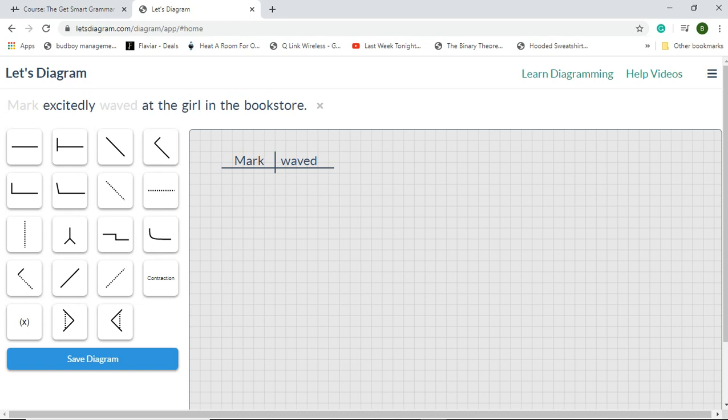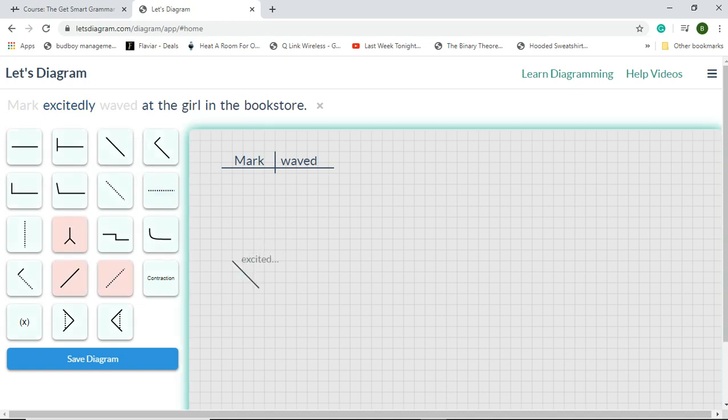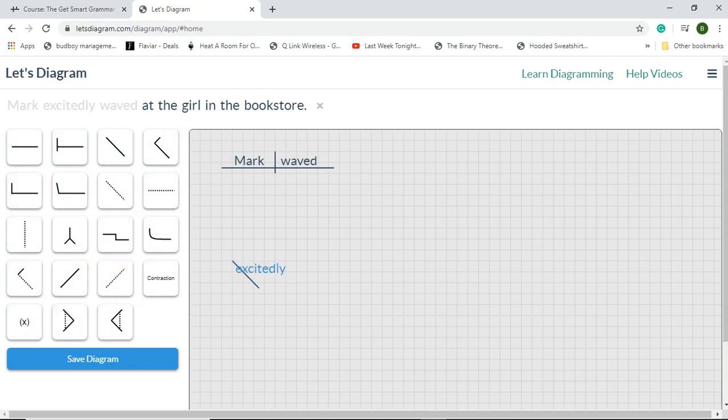Okay, let's take a look at these. How did Mark wave? He waved excitedly. That is an adverb. And it modifies waved. How did he wave? He waved excitedly. Answering the question, how? Good. Okay, so let's take a look at this.